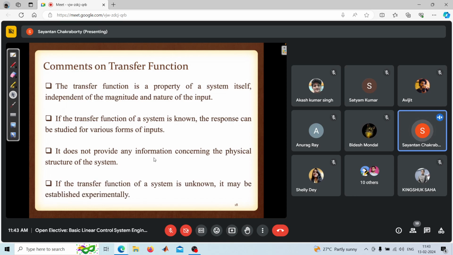And on the other hand, if you cannot obtain the transfer function of a system in an analytical way, what you can do is obtain the transfer function via an experimental method by carrying out some very simple or standard experiments.